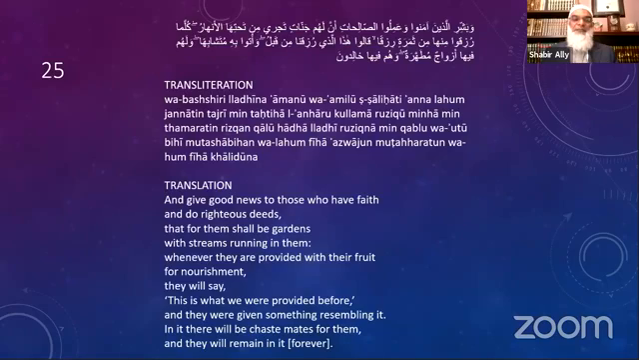Whenever they are provided with their fruit for nourishment, they will say, this is what we were provided before. So that means that when people are in Jannah and they're eating the fruits of Jannah, they will say, this is what we used to eat before. So, if we used to eat mangoes, we'll get mangoes. So you're looking at the mango.